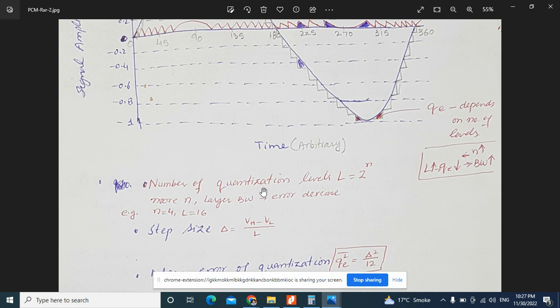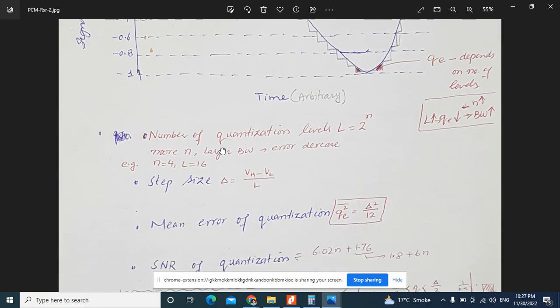The number of quantization levels, that is L. L is equal to 2 raised to the power n. So if we have more n, we need large bandwidth, and if the bandwidth is large, error will be decreased. For example, in this case we have selected 4 bits, then L will be equal to 2 raised to power 4, that is 16. And we know the step size is equal to VH minus VL, high voltage minus lower voltage, or maximum level minus lower level, divided by L, and L is equal to 2 raised to the power n.